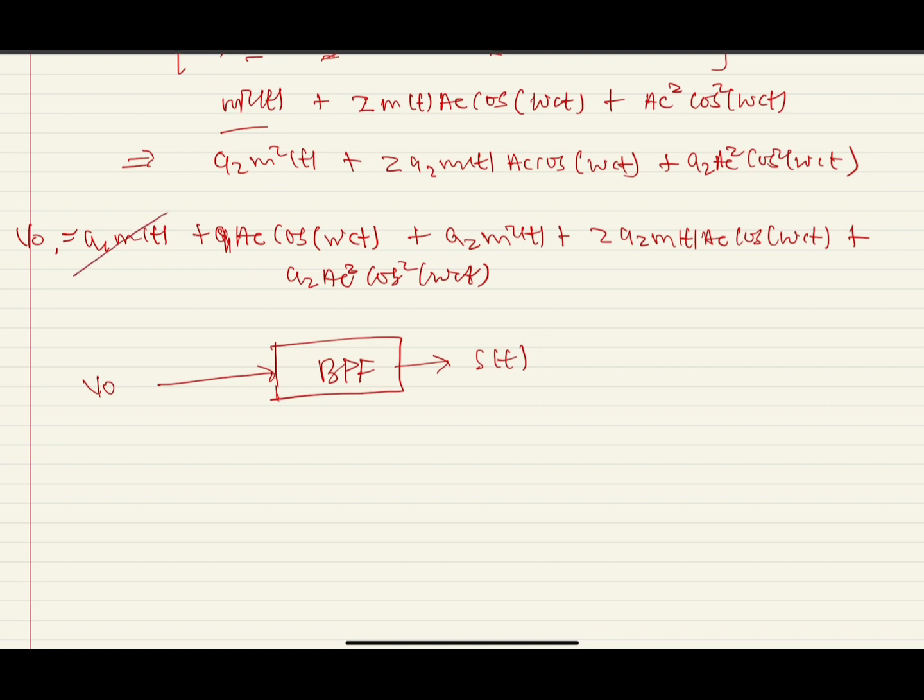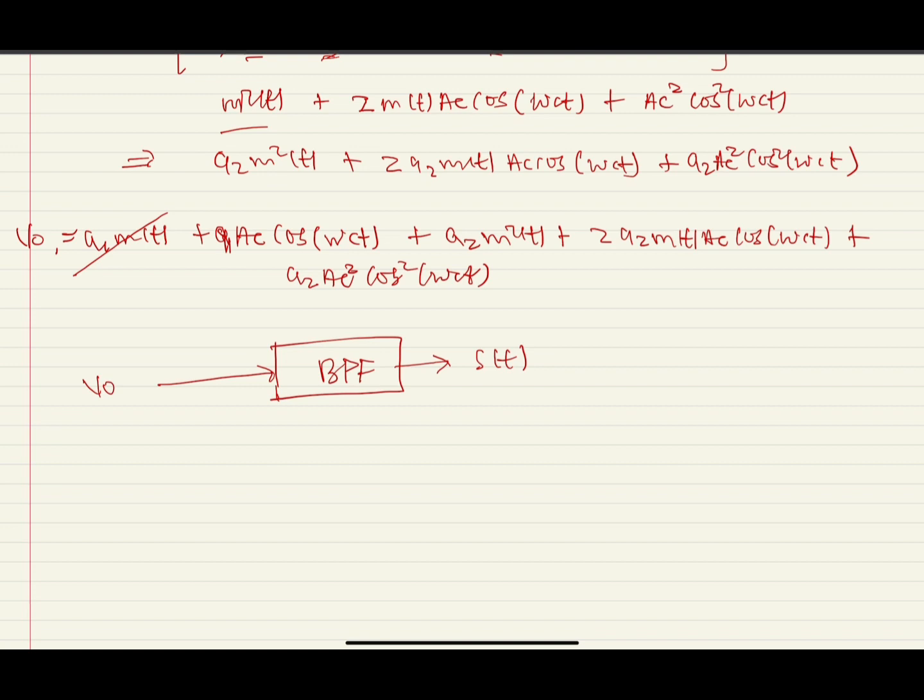So as you can see here, this A1 M of t will go out because it will have a very low frequency range. It is not being carried by the carrier signal which we are using to modulate that message signal, so it will go out. You get me? We are doing modulation, and therefore we are using the carrier signal to modulate our message signal.